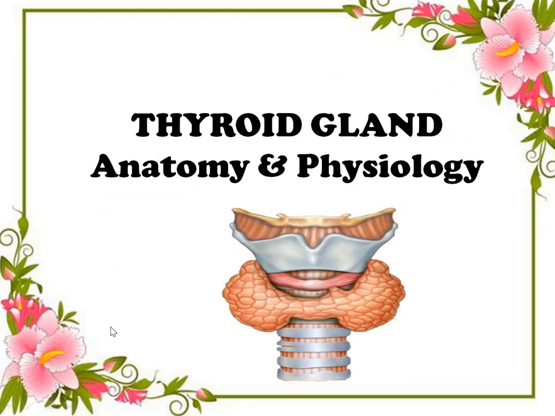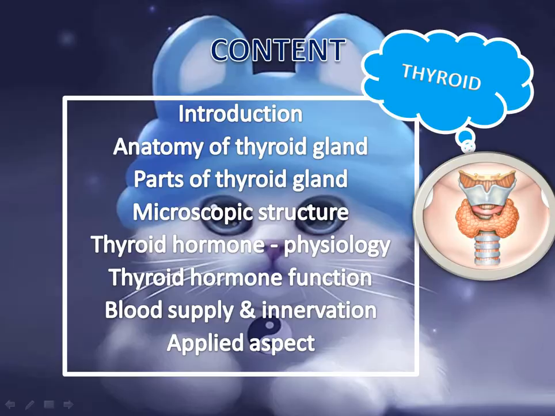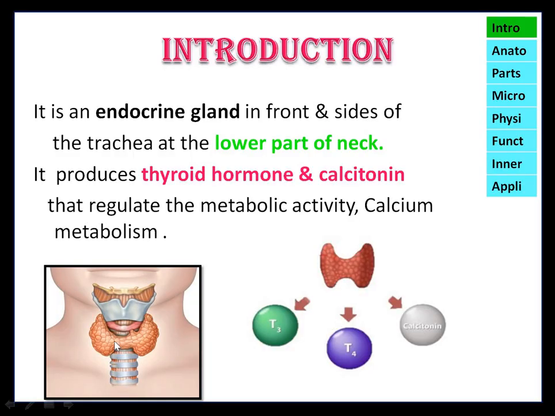This lecture is on thyroid gland anatomy and physiology. What is the thyroid gland? The thyroid gland is an endocrine gland in front and sides of the trachea at the lower part of the neck. It produces thyroid hormone and calcitonin. They regulate the metabolic activity and calcium metabolism.